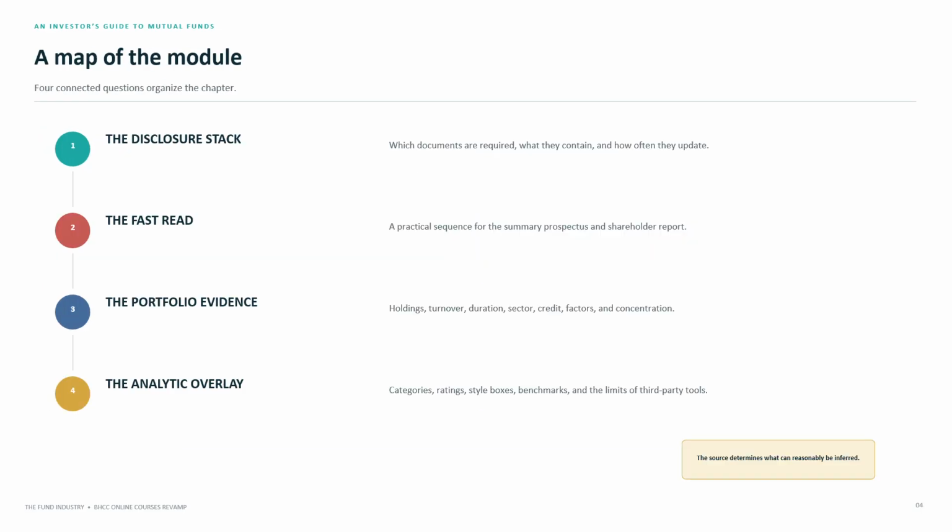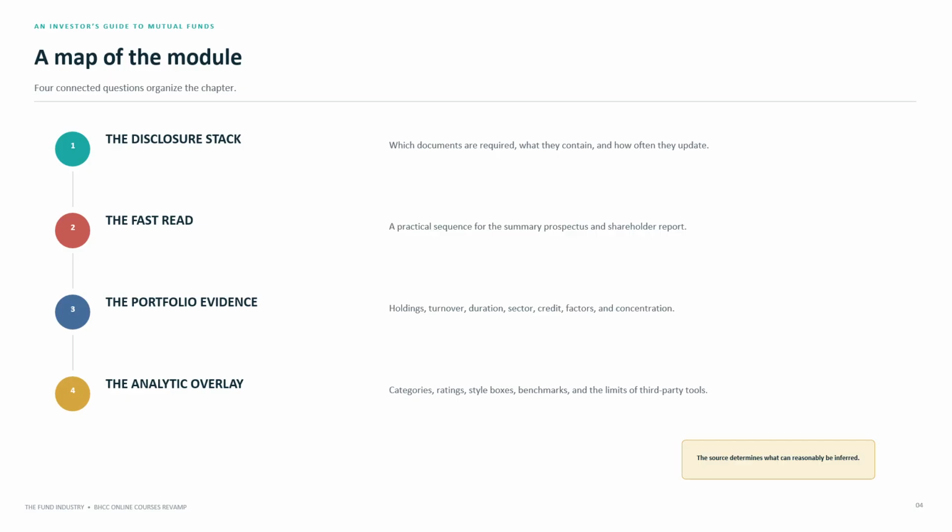The chapter is organized around 4 connected questions. First, what belongs in the disclosure stack, and how often does each source update? Second, what is the fastest sensible way to read a prospectus and shareholder report without letting performance dominate the analysis? Third, what do the holdings reveal about the fund's real exposure? And fourth, how should we use categories, ratings, style boxes, and benchmarks without letting the shortcut become the decision?